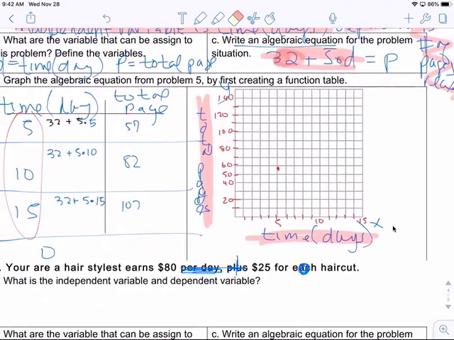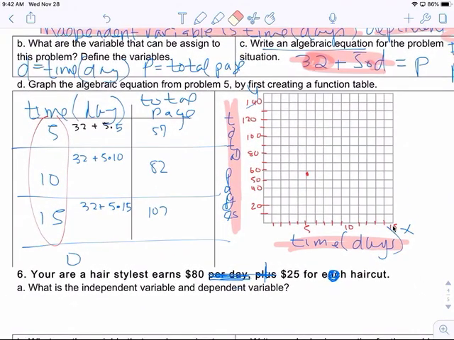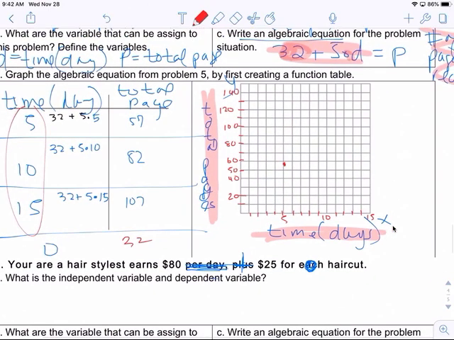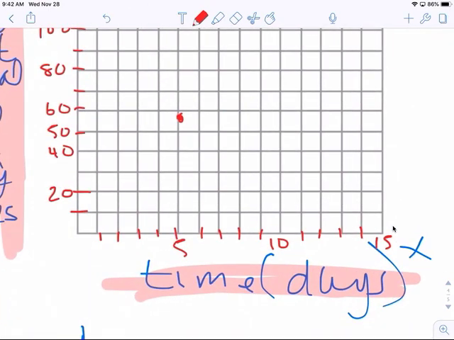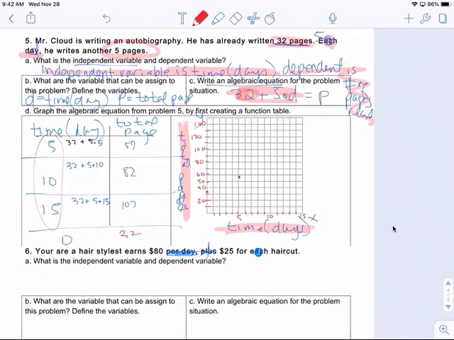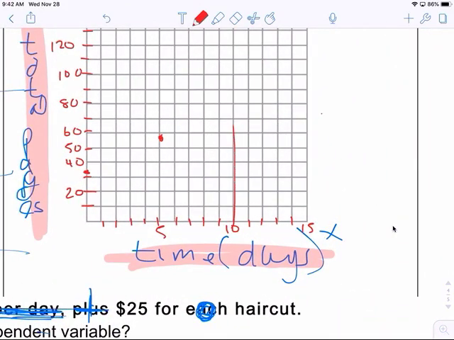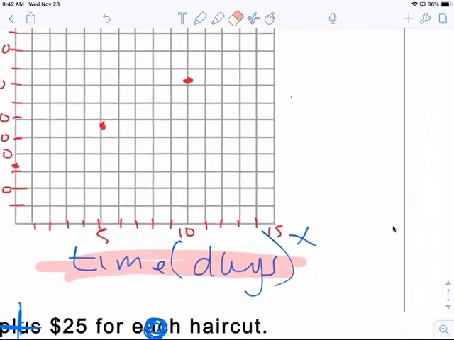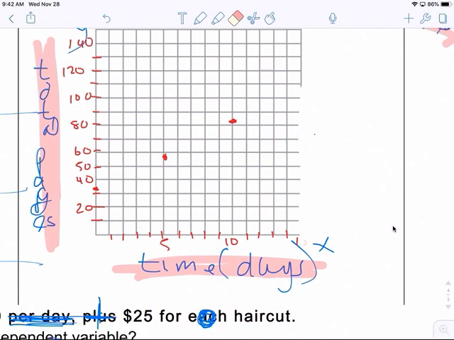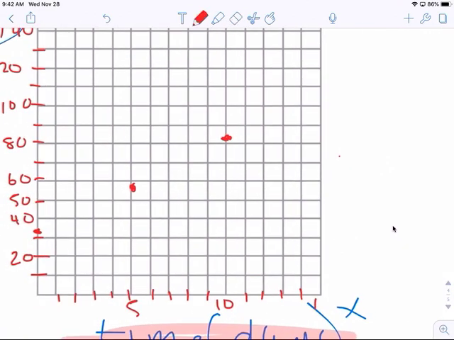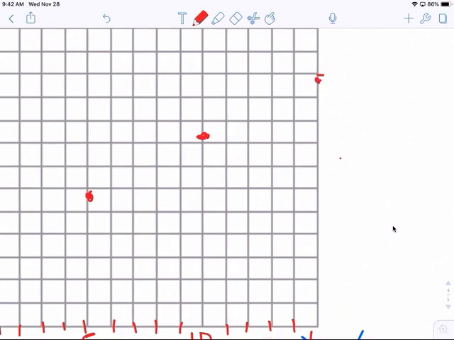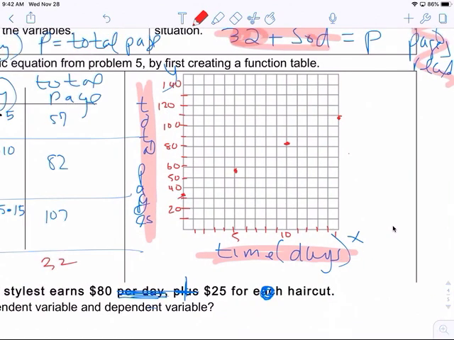0 is 32. Okay, 10 is 82, a little bit above 80. And then 15 is 107, close to 110, right? 110 is there, so 107 is right below it. Draw a line connecting the graph. All right.